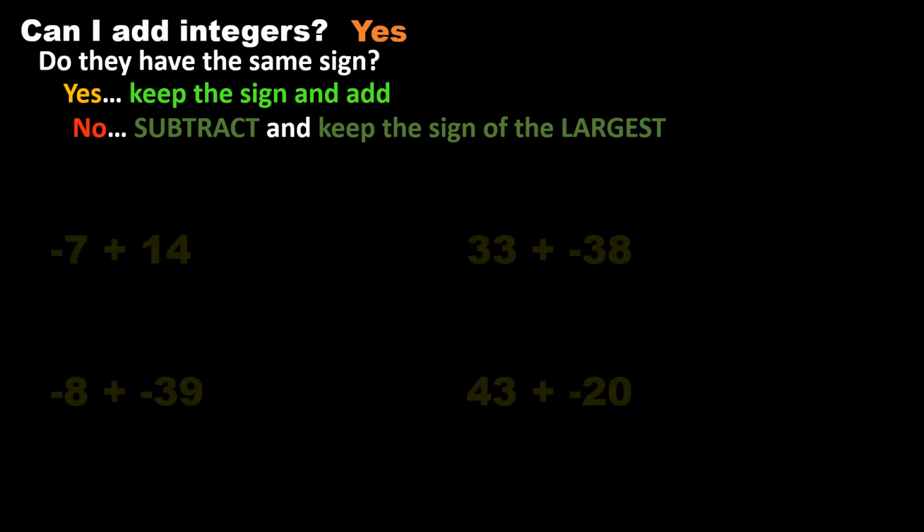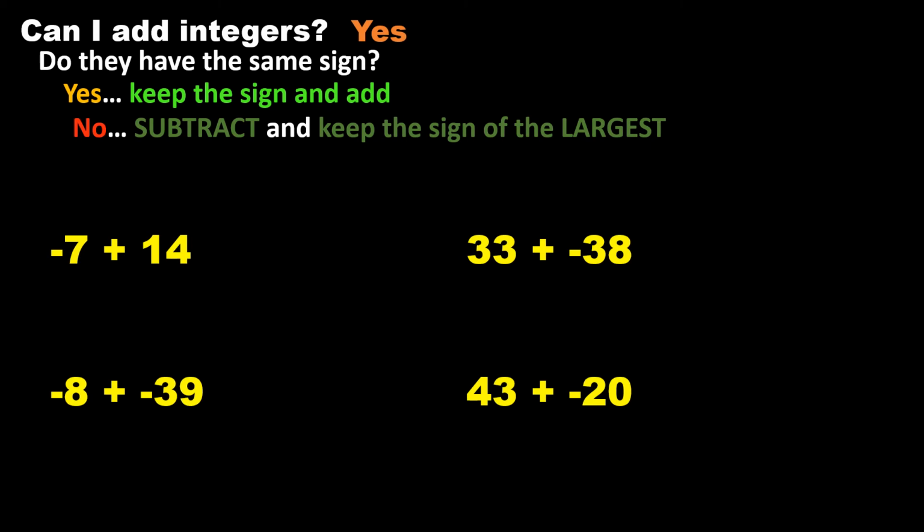So let's look at what this looks like then. So we've got these first four problems, once again, that we're going to start with on your packet. So my first one says negative 7 plus 14. Now, the math, once again, is not difficult math. These are very basic math problems when I get down to the math itself. It's knowing, am I going to add, am I going to subtract, right? And then which sign is going to be kept with my answer. That's the key to being able to be successful on this lesson.